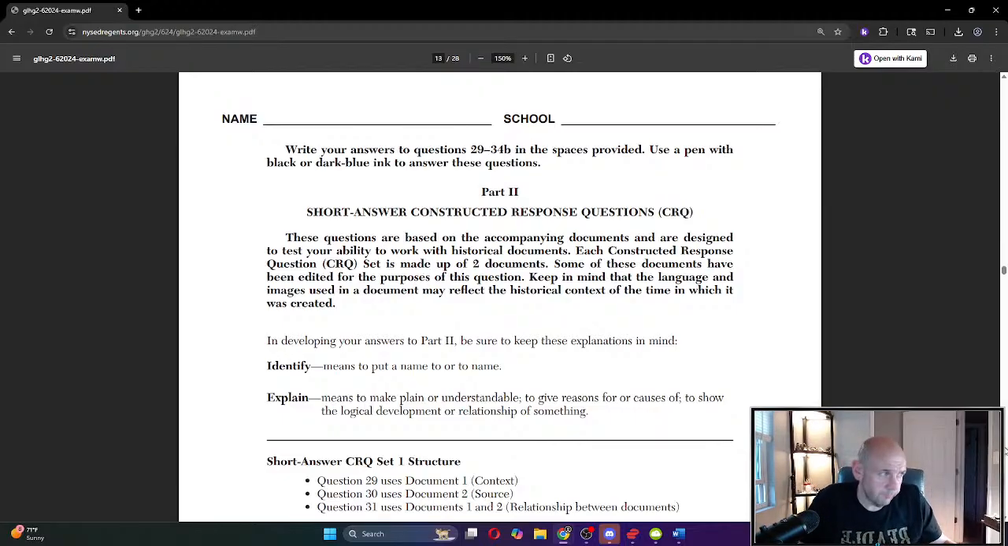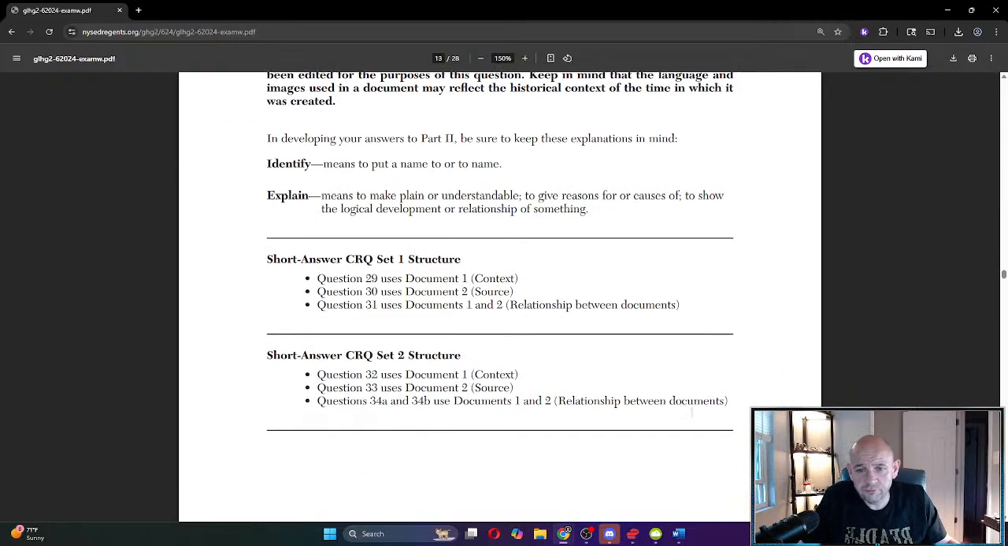Now, the CRQ. I'm going to be blunt with you, it doesn't usually present a major challenge, with the exception of one thing. Each section of the CRQ, you're going to get two sets, CRQ set 1, CRQ set 2. Each of them is going to have a context question, a sourcing question, and then a question that tests whether you can identify a particular relationship between the documents. You don't get a choice as to what those relationships are. They'll tell you, like cause and effect or turning points or something like that.